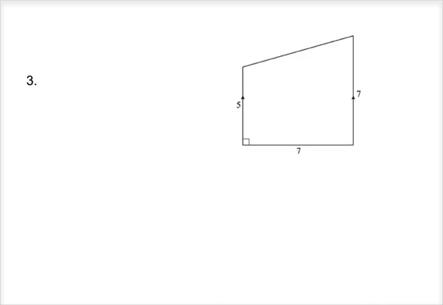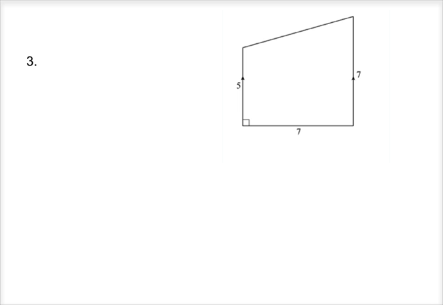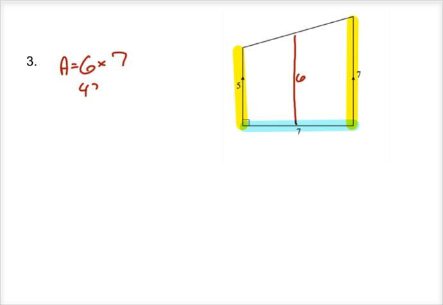Number 3, looking for my bases. I know the bases are always parallel to each other. So in this case, the bases are 5 and 7. And I know the average of 5 and 7 right down the middle here is going to be 6. So my area equals the average of the bases, 6, times the height, and my height in this case is this piece right here, which is 7. And 6 times 7 is 42. And there aren't any units in the diagram, so I don't worry about any units in my final answer.